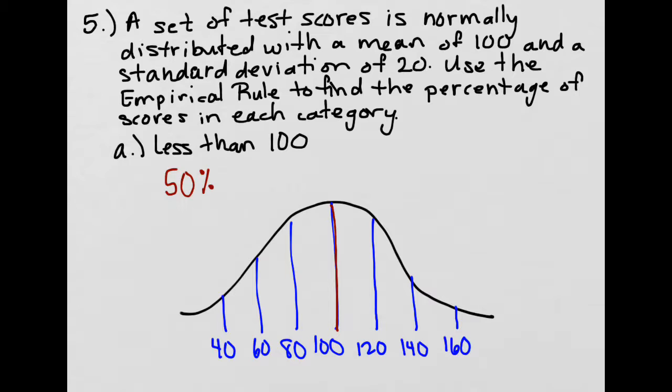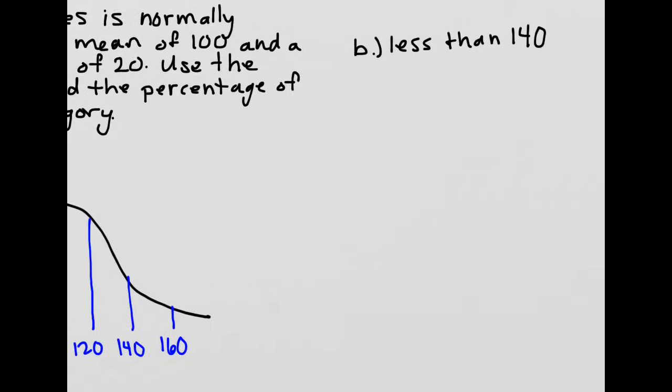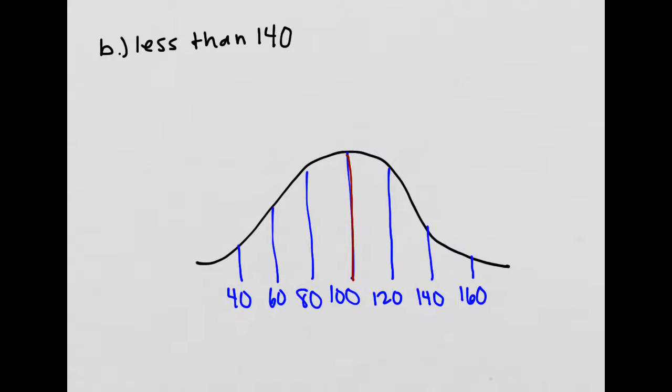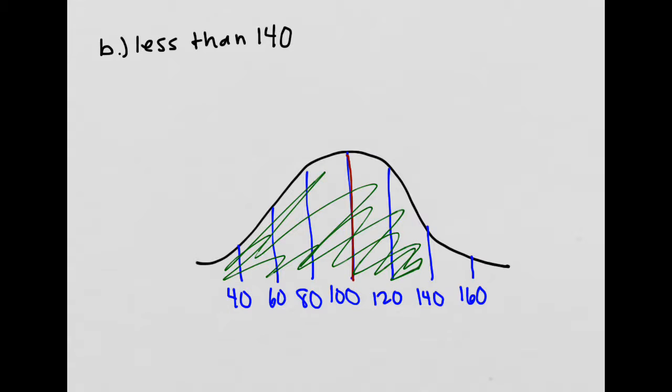Let's copy this. Okay, let's look at the next one. Okay, this is less than 140. So let's paste our bell curve. Okay, we're using the same data. So less than 140, that is going to be all of the area to the left of 140.